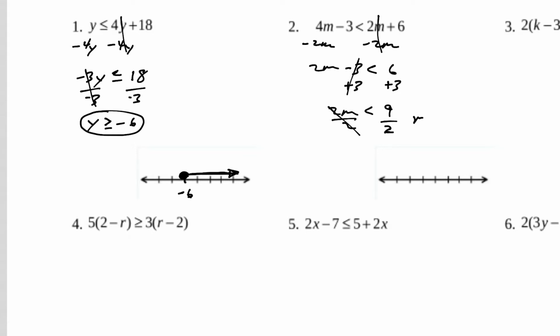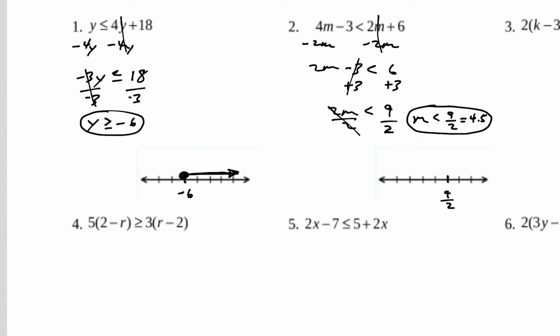So I'm going to get a solution of m is less than, well, you could use 9 over 2. But if you do 9 divided by 2 in your calculator, that's the same thing as 4.5. So there's my solution for number 2. Now we just have to graph it. To graph this one, I'm going to put 9 over 2 on my number line. So there's my 9 over 2.